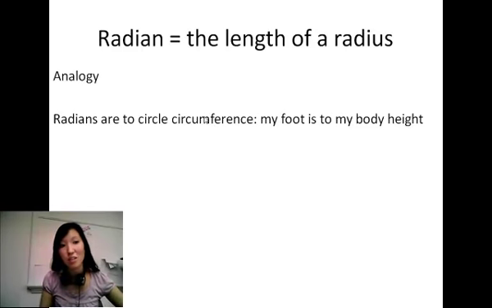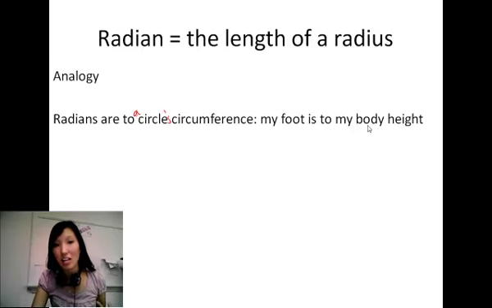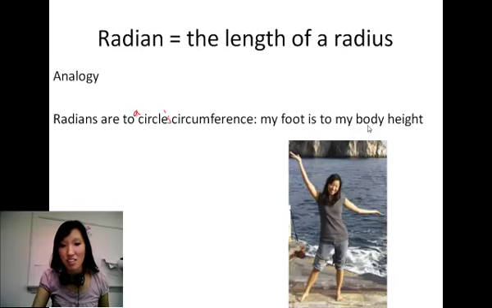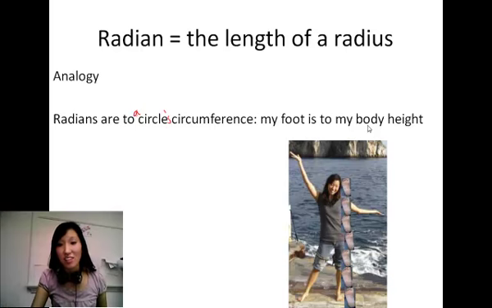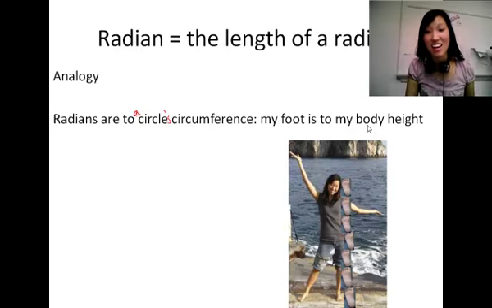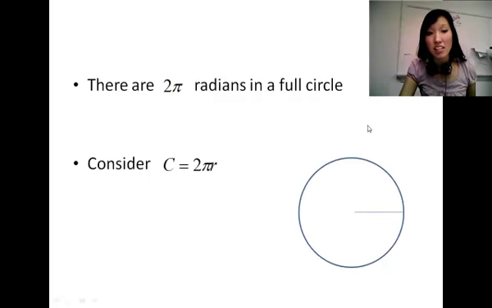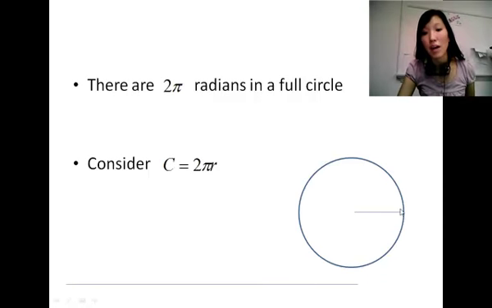So an analogy: radians are to a circle's circumference as my foot is to my body height. You could take a piece of me and then measure my height with that piece. So there's me, and there's my foot, and there's about 7.5 of my feet that would go up my body length. Same thing with radians. Take a piece of the circle, which is the radius, the center to the end, and what you're going to have is about 6 and then 0.28 of those.